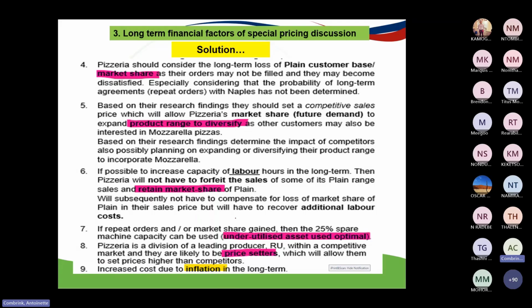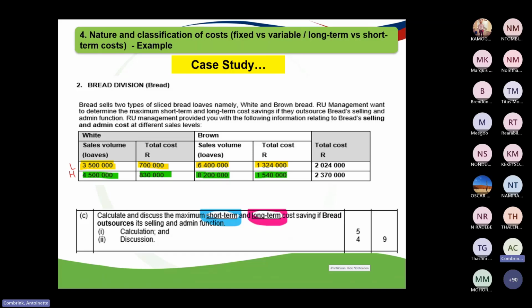And then in the long term, you've got to always consider what is going to happen in terms of inflation. You're also going to have to factor that into your long-term price setting strategy. Okay, so that was quite an easy one. Are there questions on part B?